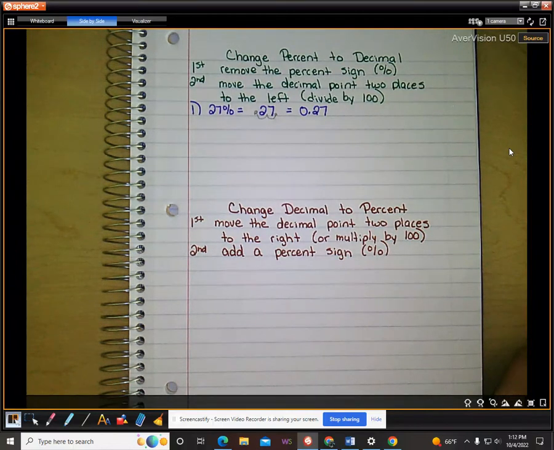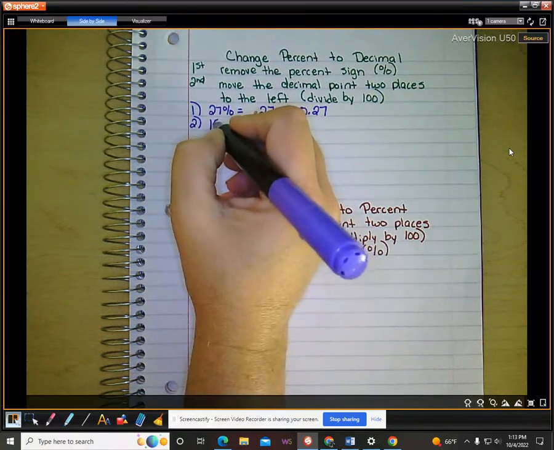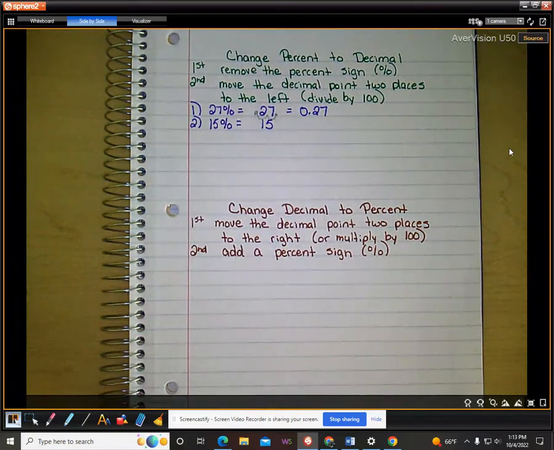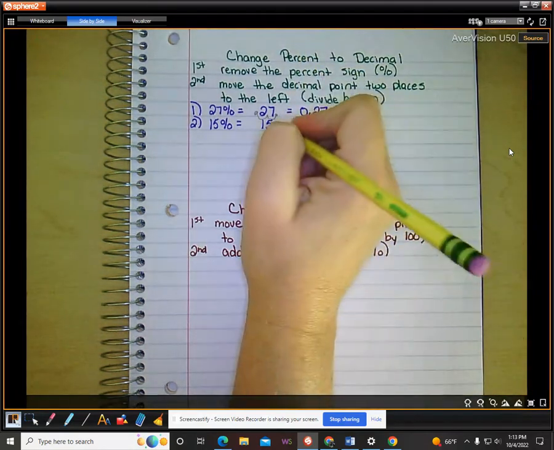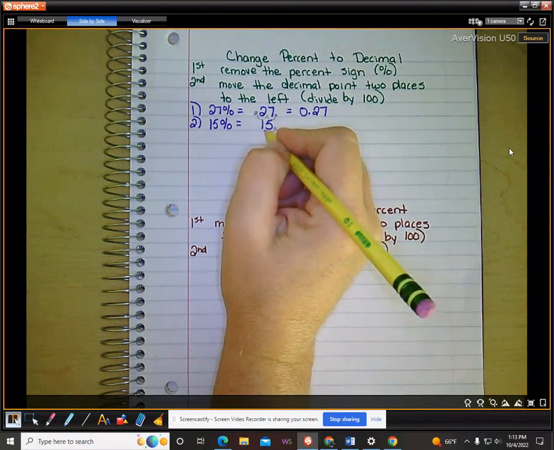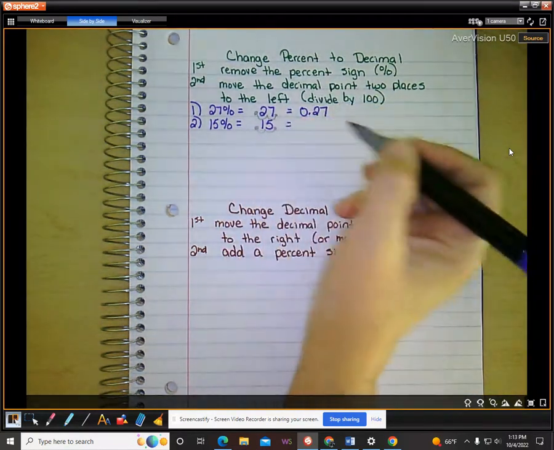Questions? You're just moving the decimal point to the left 2 places and then adding that 0 if there's no whole number. Another example, if we had 15%, first thing, get rid of the percent sign. Where is the decimal in the number 15? Alicia? After the 5. You have to know that. If you don't know where it is, you can't move it. Move the decimal point 2 places to the left.